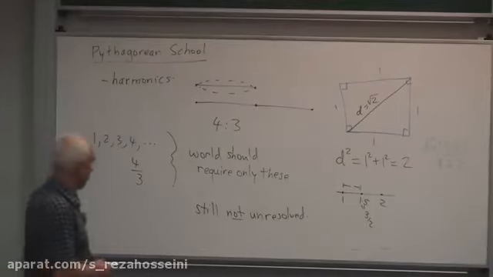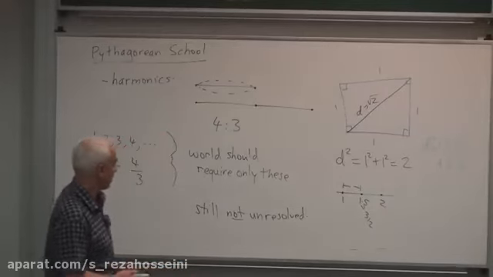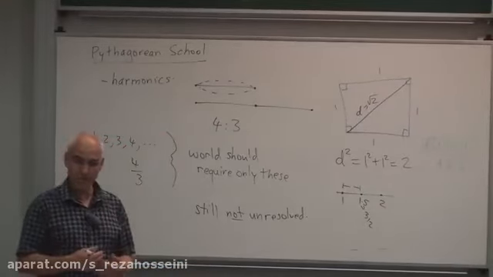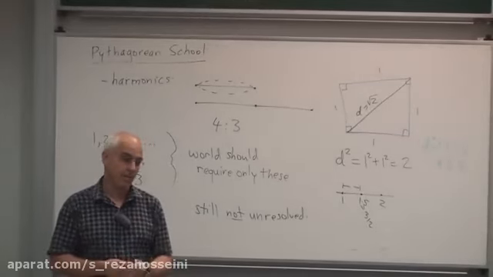All right, we'll take a break, and then we'll come back and talk about the third interesting development from Pythagoras' theorem, which is how do we describe the points on a circle and Pythagorean triples.